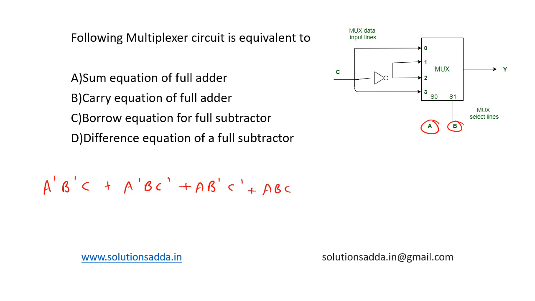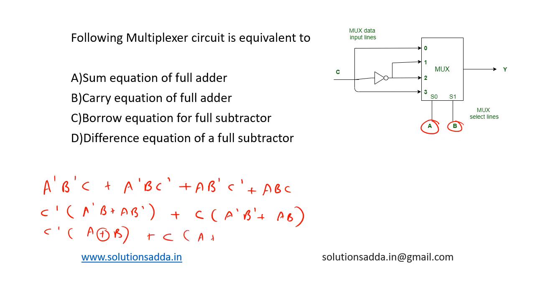Now taking out the common factors and rewriting it, we can write it as: C bar into (A bar B plus A B bar) plus C into (A bar B bar plus A B). So this can be written as C bar into (A XOR B) plus C into (A XOR B) the whole bar. So this is of the format A bar B plus A B bar, which is equal to A XOR B. So this is the final expression.